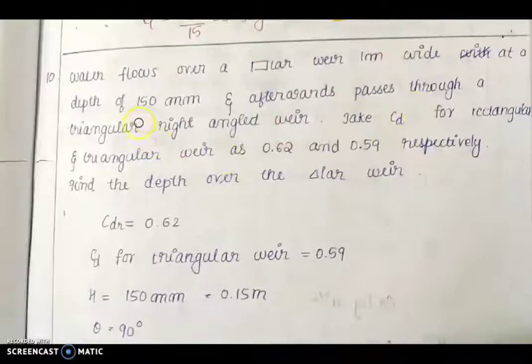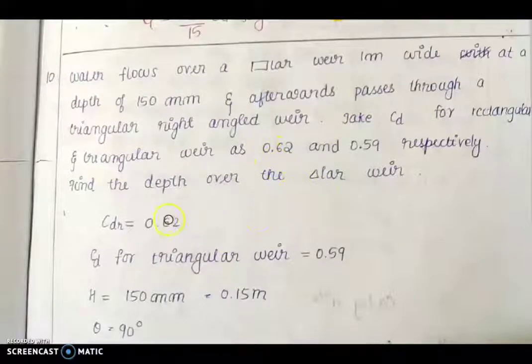So in this question, what are the given data? So first I will read the question. Water flows over a rectangular weir 1 meter wide at a depth of 150 mm. So L and H is given, and afterwards passes through a triangular right angled weir. Take CD for triangular and rectangular as given. Find the depth over the triangular weir. So this is the question.